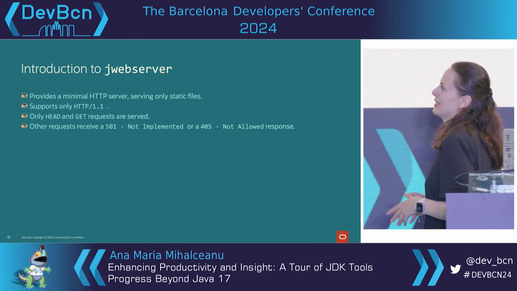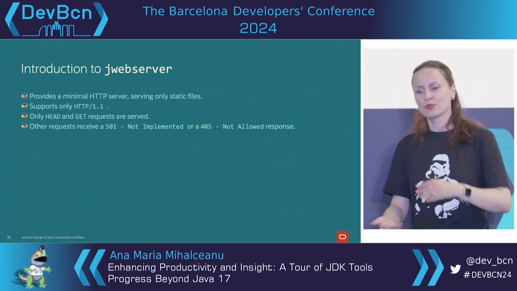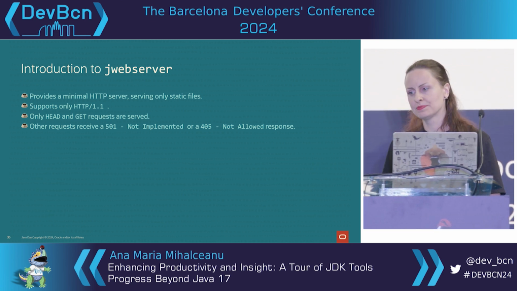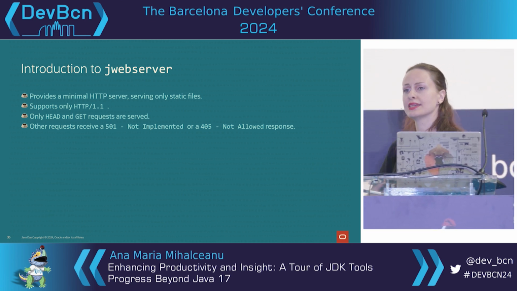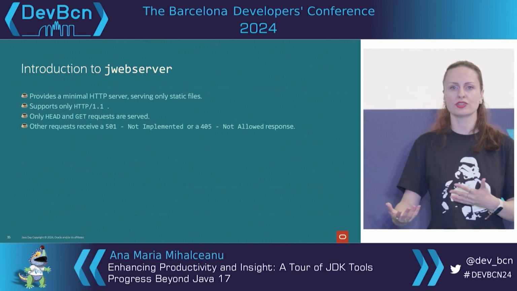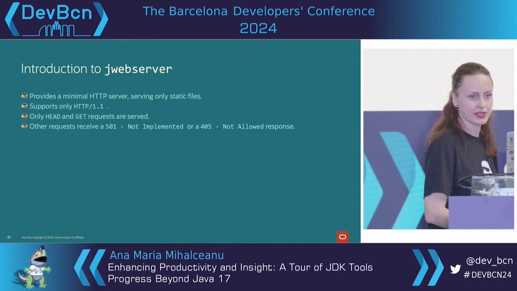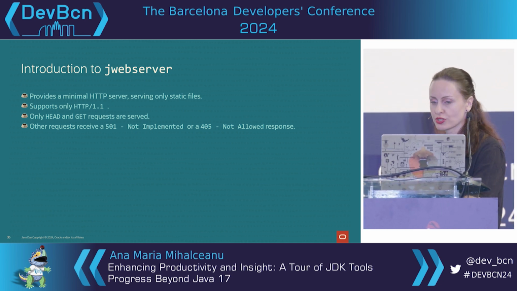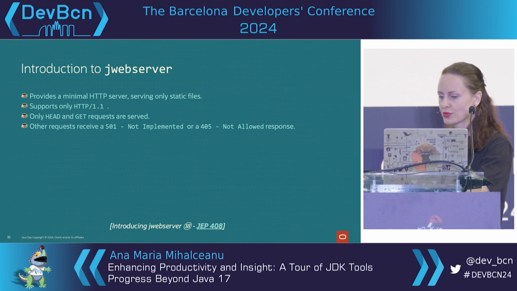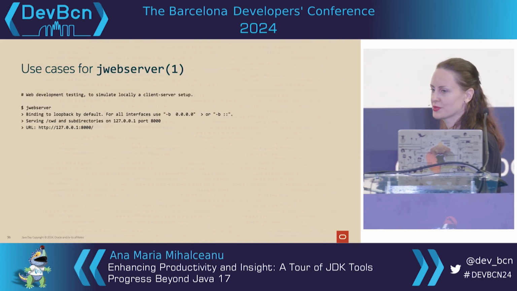Now, it's a very simple server, obviously. It supports only HTTP 1.1, and it works only with HEAD and GET. The idea is, like in the case of JShell, to easily experiment in a client-server setup without a lot of fuss. And that's where jwebserver shines. But let me show you some use cases for jwebserver.